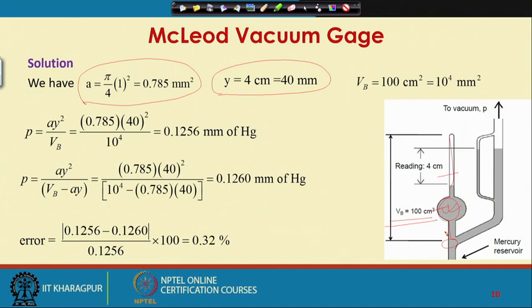So, if I make use of P equal to Ay square by V, I get, after putting all the values, 0.1256 millimeter of mercury. VV is given as 100 centimeter cube, and everything we are talking about is in millimeter. So, express 100 centimeter cube as 10 to the power 4 millimeter cube. Now, let us use the P equal to Ay square by VV minus Ay equation. Again putting in all the values, you get 0.1260 millimeter of mercury.